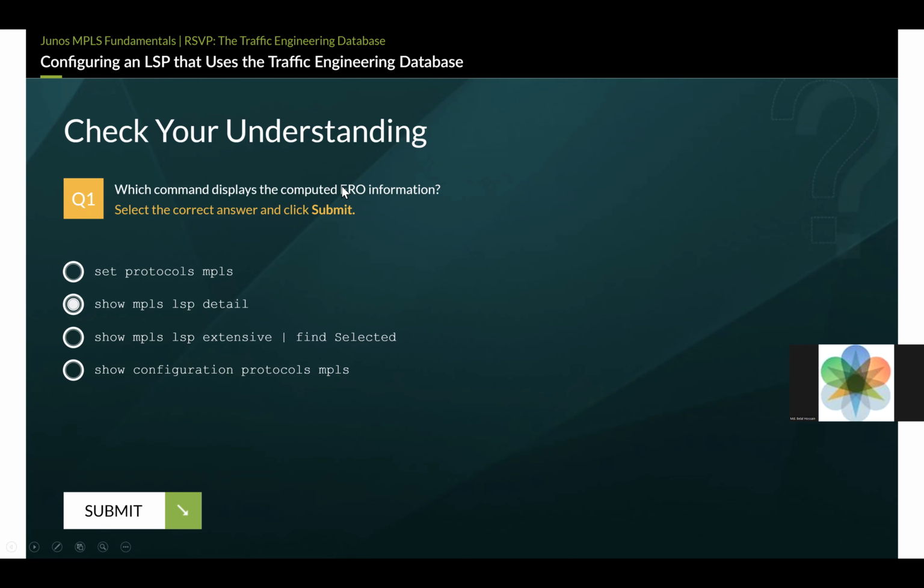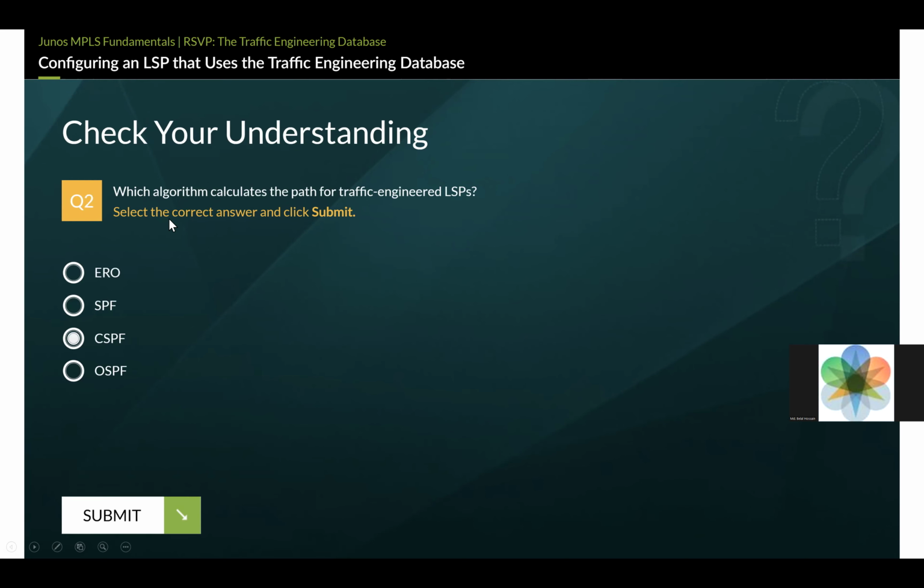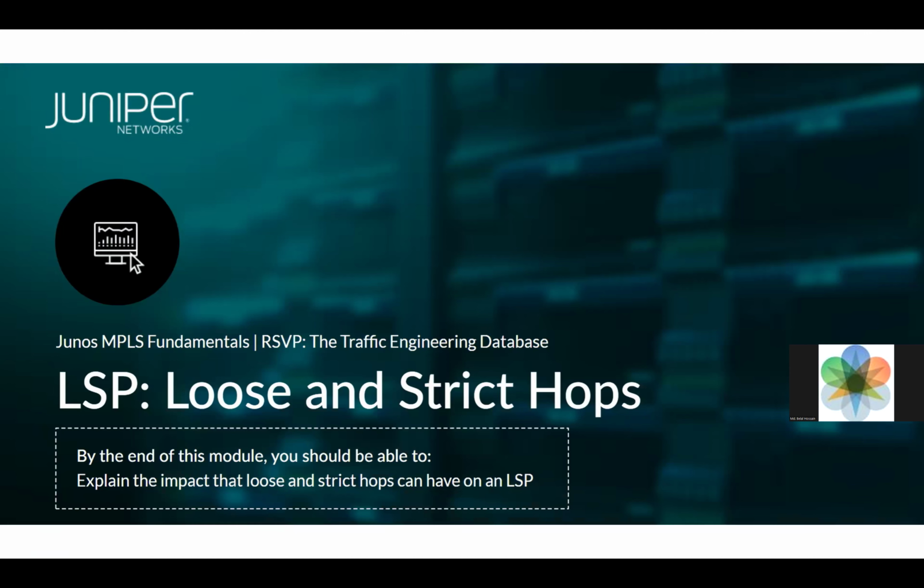So now we're in the question and answer section. Number one question is which command displays the computed ERO information? Show MPLS LSP detail, record route information. That is very important for traffic engineering understanding. Which algorithm calculates the path for a traffic engineered LSP? CSPF is basically used to calculate the traffic engineering path. Without CSPF, it can still be configured, no issue.